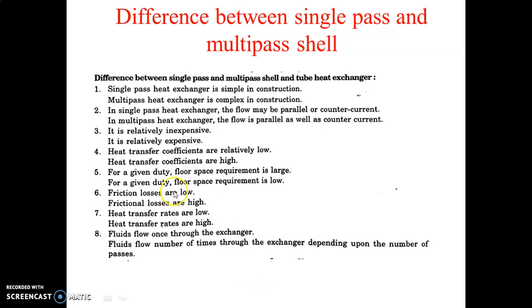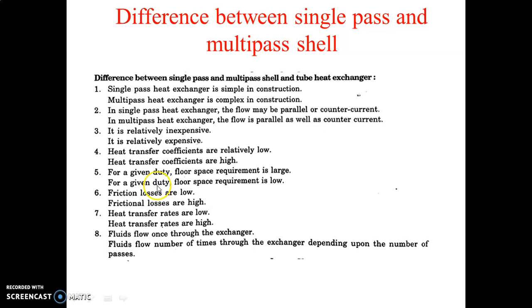Friction losses are low in single pass obviously because there is no change in direction of the fluid and no turbulence is created. In a multi-pass shell and tube heat exchanger, friction losses are higher because the fluids are flowing in different directions or different pathways, which creates larger friction. Then obviously when the heat transfer coefficient is low, the heat transfer rate is low in single pass, and the heat transfer rate is high in multi-pass.